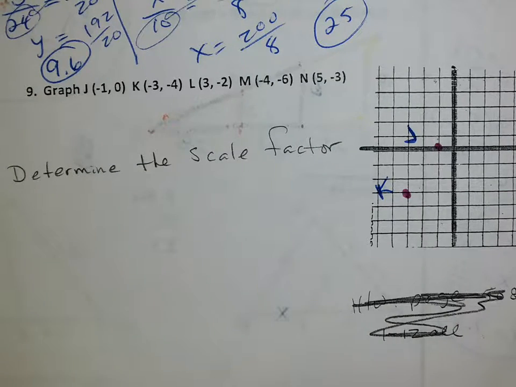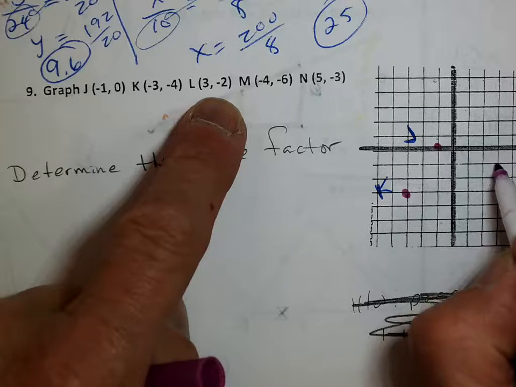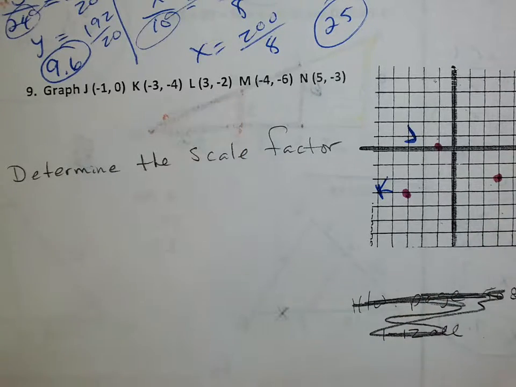My L is at negative, or is it positive 3? 1, 2, 3, and -2: 1, 2. There's my L.